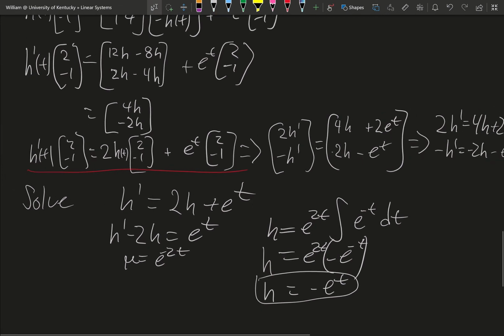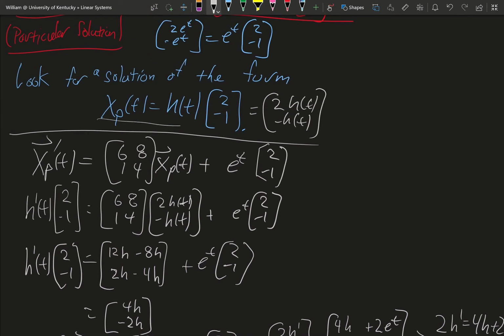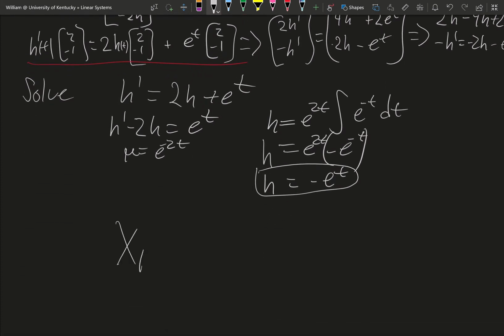So with that said, remember what our original form was. We looked for a solution of this form, which tells us that our particular solution is negative 2 e to the t and e to the t.